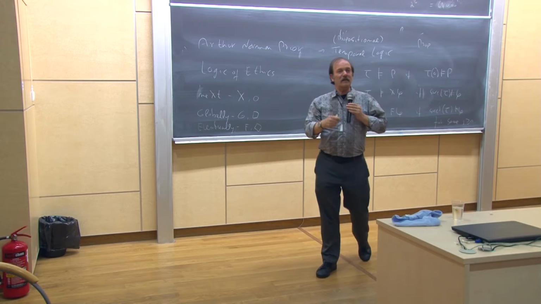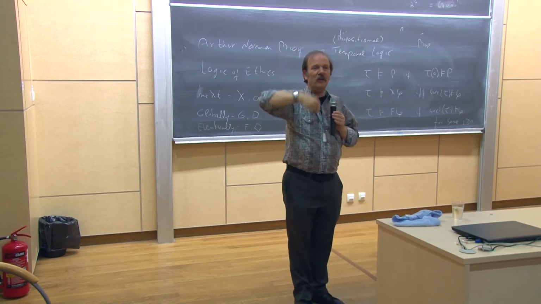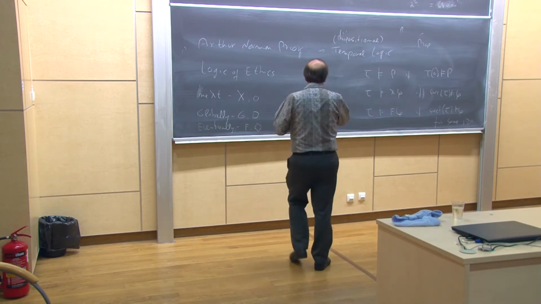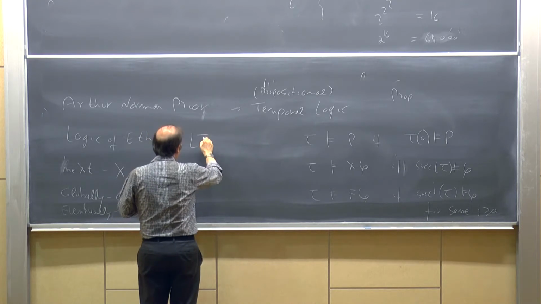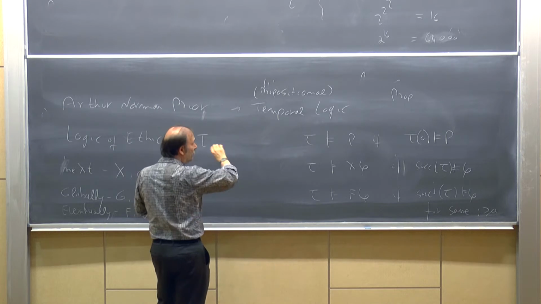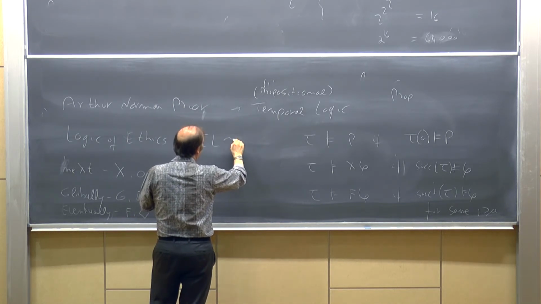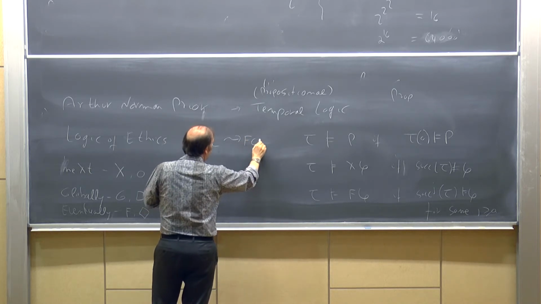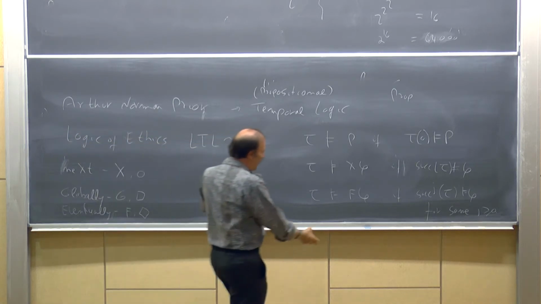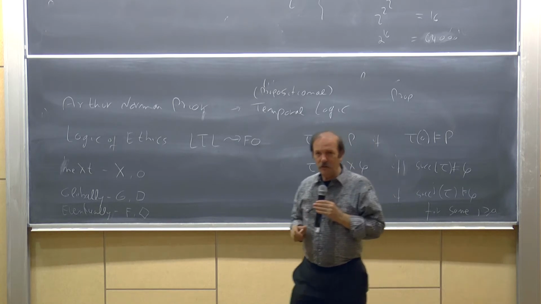And what about something like F phi? Something will be true at some point in the future. There is a point which is larger than the current point, and phi is true there. So there is a translation. This is also called linear temporal logic, because this is a logic on traces. There is a translation from LTL to first order logic, which is very easy. It's an easy exercise. You can basically take everything I've done here and very easily translate it to first order logic.